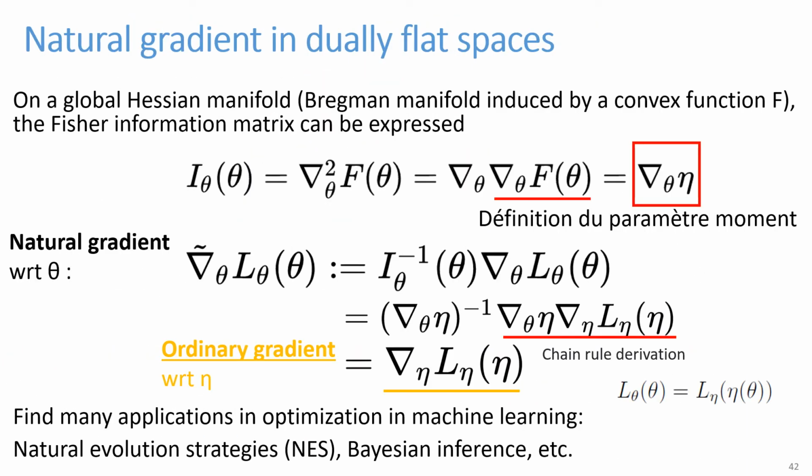We have already explained the benefits of natural gradient compared to ordinary gradient for optimizing where the parameter space has a manifold structure. When the parameter space is a dually flat space or a Hessian manifold, we can show that the natural gradient with respect to the primal parametrization theta amounts to an ordinary gradient descent with respect to the dual parametrization eta. This observation, which can be proved simply using the chain rule of derivation, is very useful in machine learning and AI. For example, this property can be used in natural evolution strategies, NES, or also in Bayesian inference, and so on.